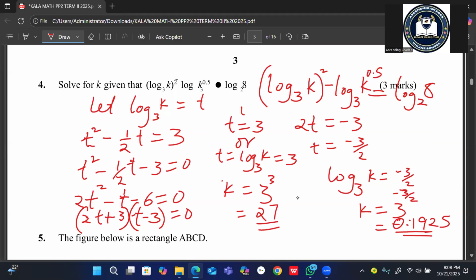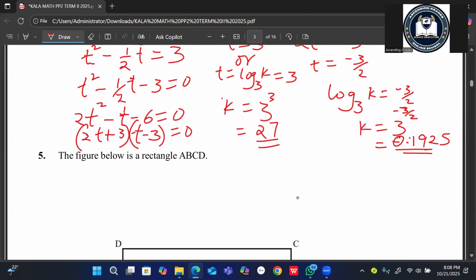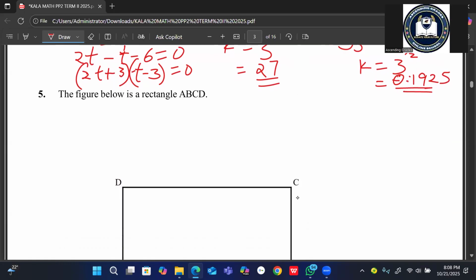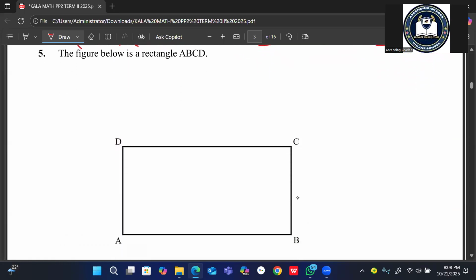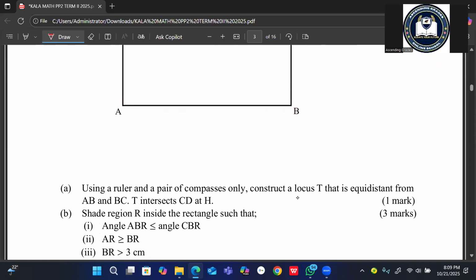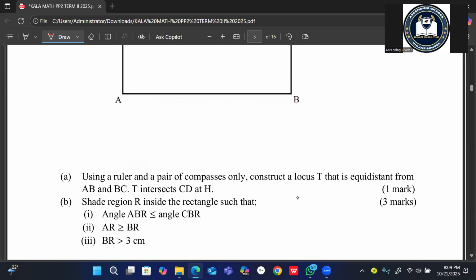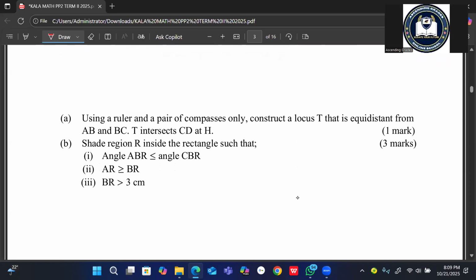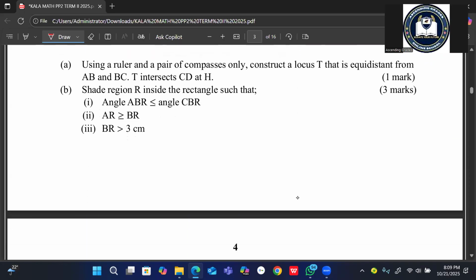From there, we go to number 5. It says the figure below is a rectangle ABCD. Using a ruler and a pair of compasses only, construct a locus T that is equidistant from AB and BC. T intersects CD at H. So we are not going to tackle that one because it requires the knowledge of a set.